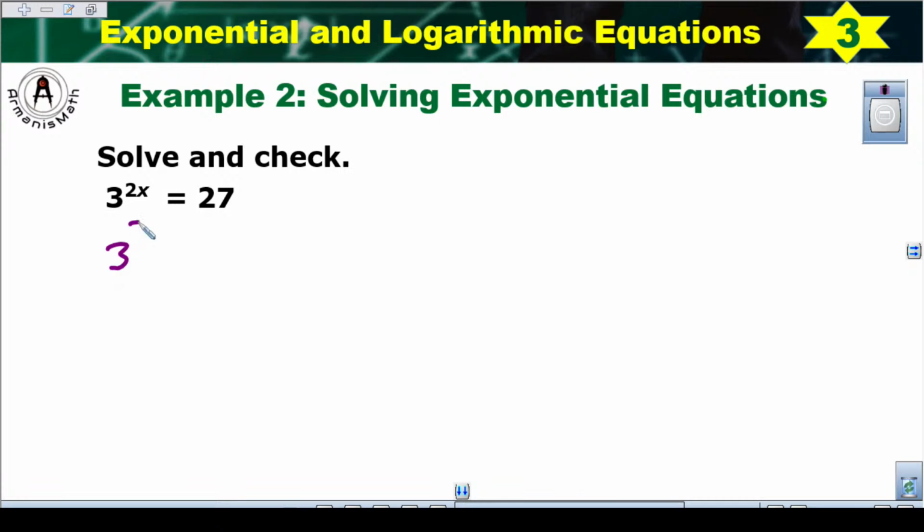3 to the 2x equals 3 to the third. And then because you have similar bases, why don't you finish this one for me? Finish it up. You guys could do this easy. What could x be at the end? What could the x be here, since I have a happy face for this?